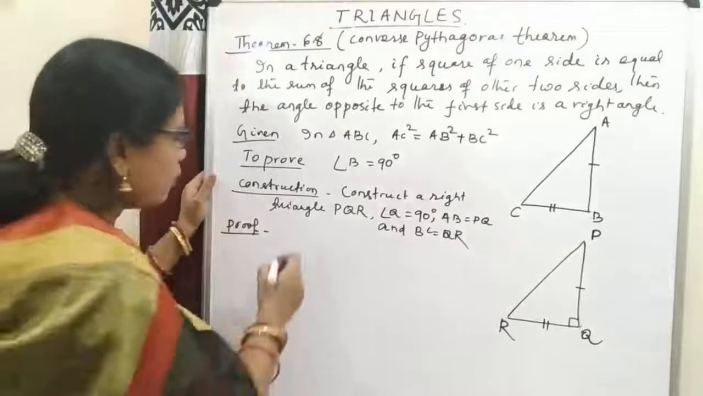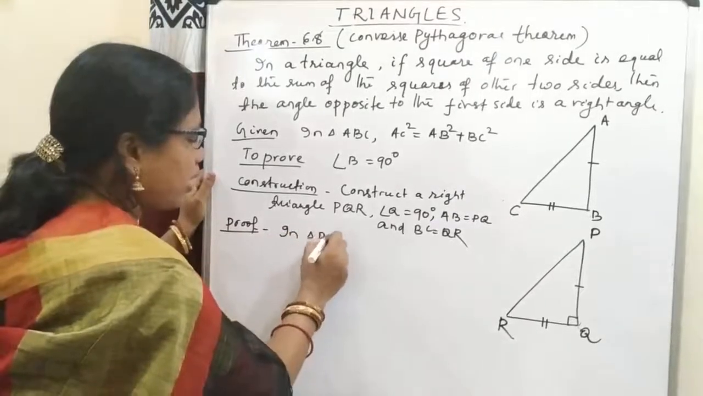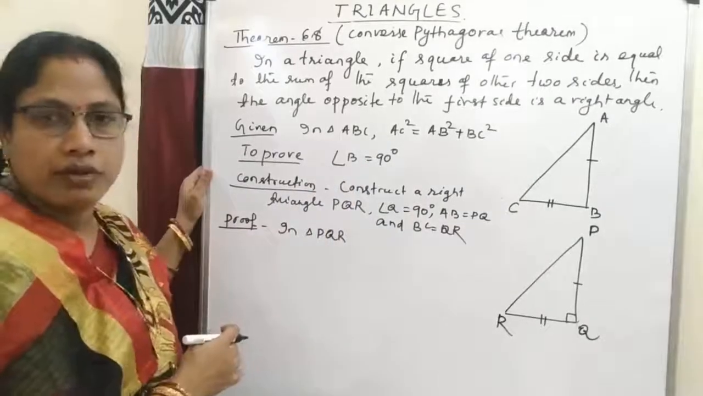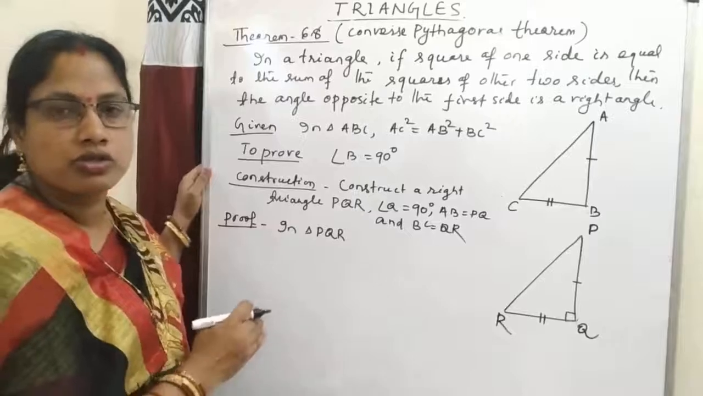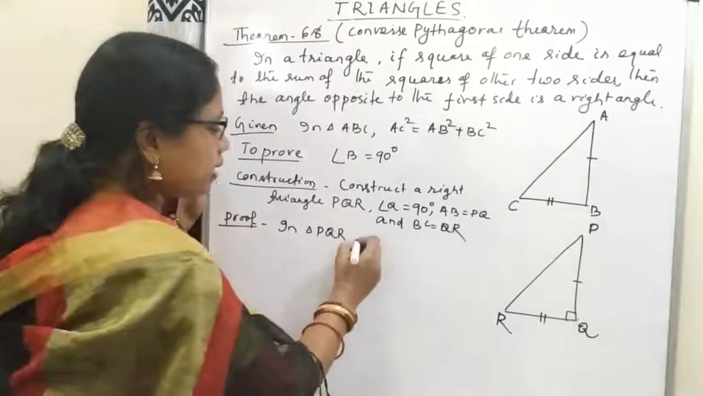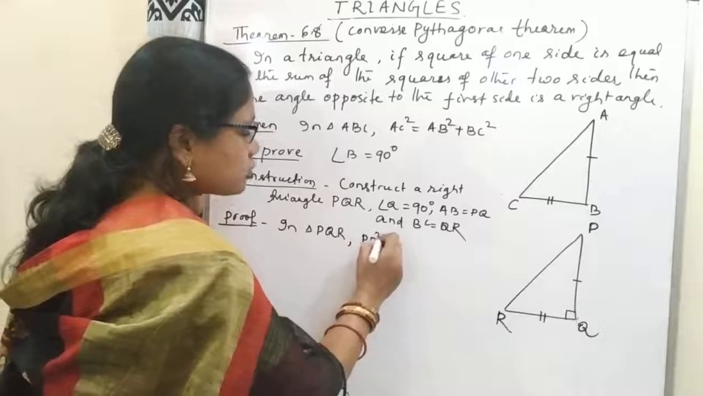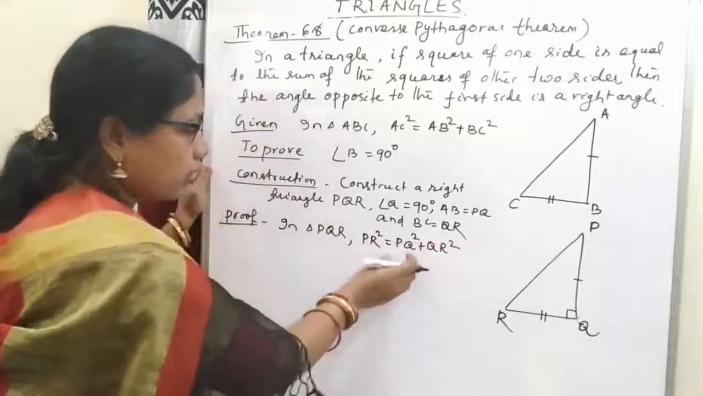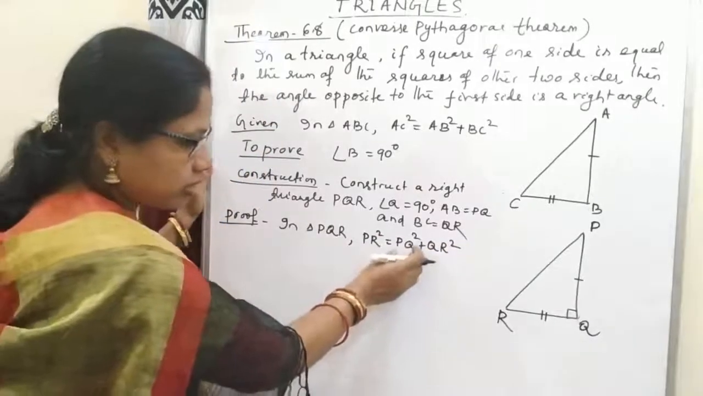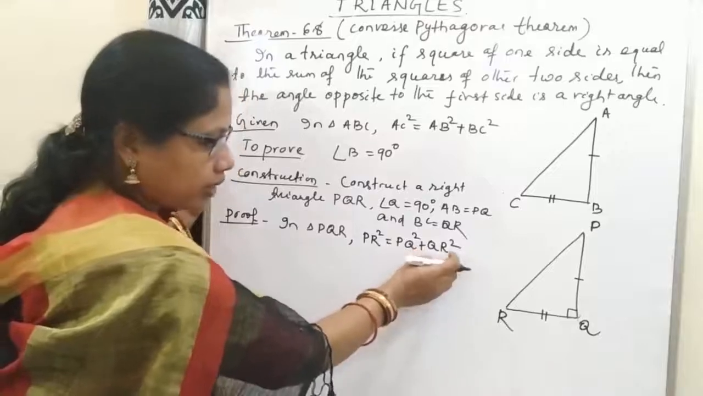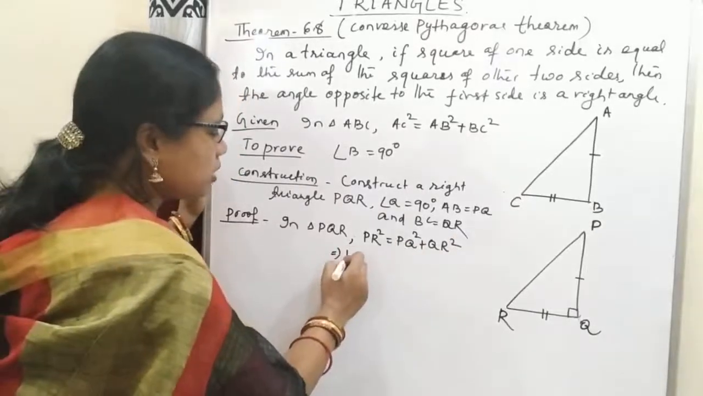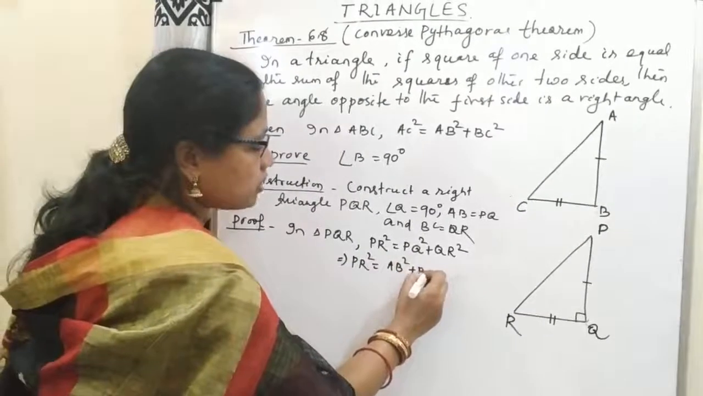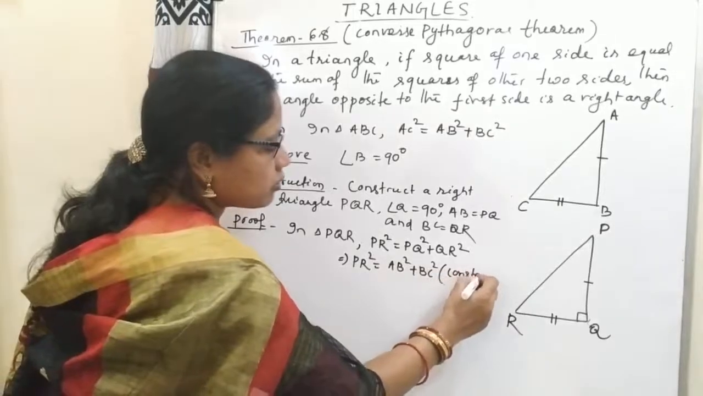Then proof. In triangle PQR, in right triangle PQR, we proved Pythagoras theorem. In a right triangle, the square of the hypotenuse is equal to the sum of the squares of the other two sides. So in triangle PQR, PR square is equal to PQ square plus QR square. But we have taken in our construction that PQ is equal to AB and QR is equal to BC. So this implies PR square is equal to AB square plus BC square by our construction.